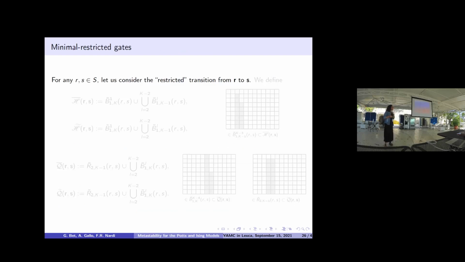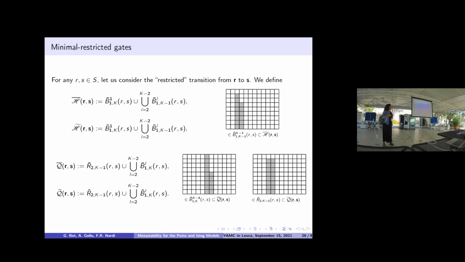First of all, let us consider the restricted transition. So I recall that we want to go from R, that is the stable state, to S, without intersecting other stable configurations of the energy landscape. We prove that with probability tending to 1, in the limit beta goes to infinity, the process realizes this transition after visiting a configuration in which all the vertices are white, so are R, except those that are gray, so S, in a strip of thickness 2, so in two adjacent columns.